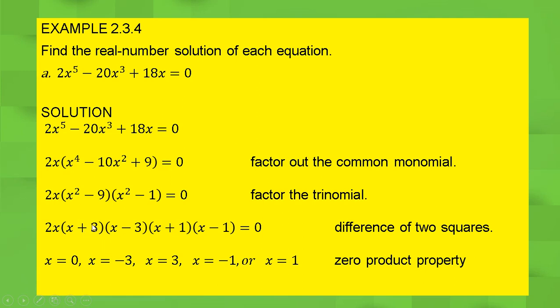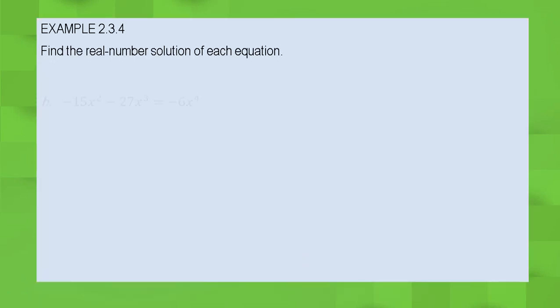Kung positive, may mo siyang negative. If it's negative, may mo siyang positive. So that's why x plus 3 equals 0 is equal to x equals negative 3. X minus 3 equals 0 is x equals 3. And so on. Find the real solution.